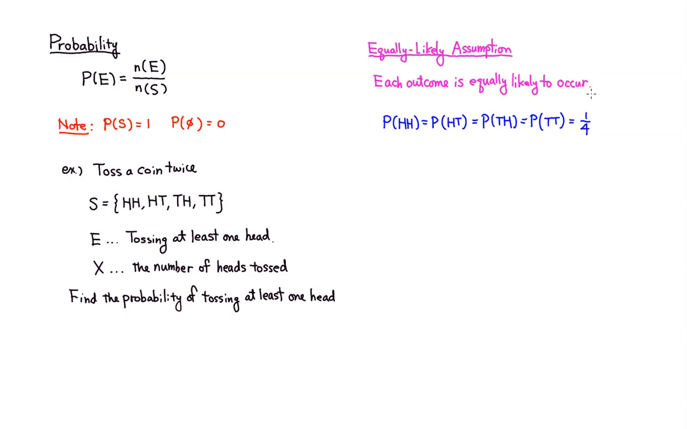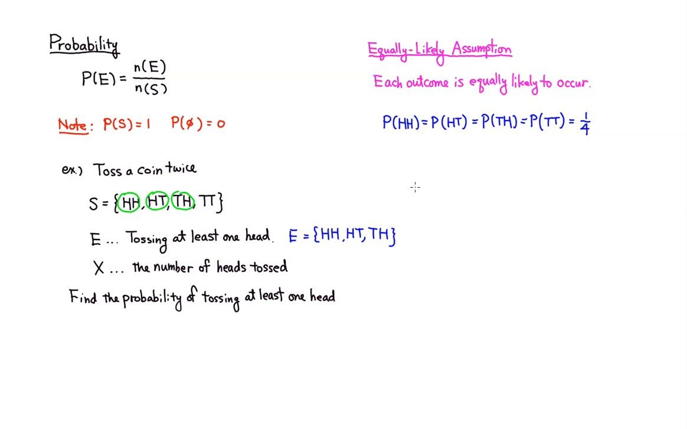Let's say we have the event of tossing at least one head. So we know we can have head-head, or head-tail, or tail-head, and tail-tail is the only one you have to exclude. So we know that the event E is simply the collection of those 3 outcomes: head-head, head-tail, or tail-head.